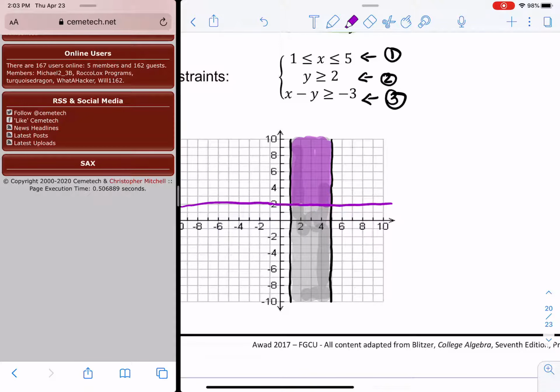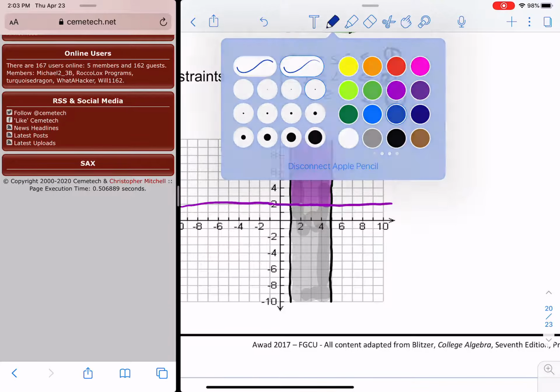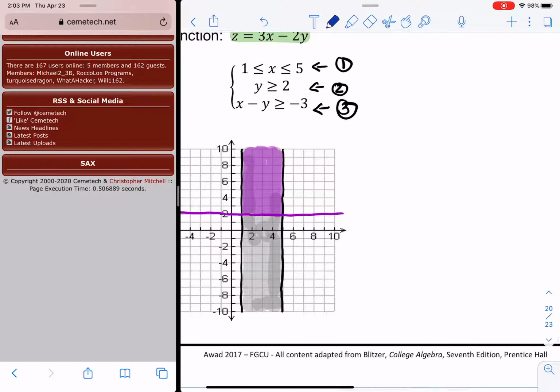And the last case, constraint 3, states x minus y is greater than or equal to negative 3, which would mean negative y is greater than or equal to negative 3 minus x. Multiply by negative on both sides, y would be less than or equal to 3 plus x, which in slope-intercept form would be y less than or equal to x plus 3. The slope here is 1 and the y-intercept is 3.